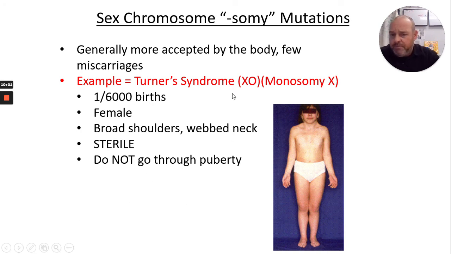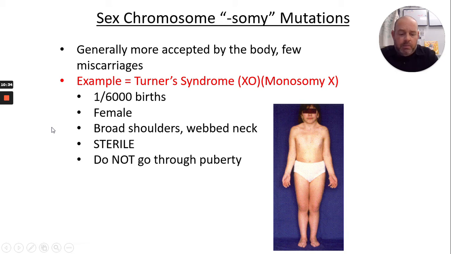So Turner syndrome, or what we call monosomy X, monosomy meaning one X. So this person has an X chromosome, but it doesn't have a second X, and it doesn't have a Y. It just has one X. And so this happens about 1 in every 6,000 births. The person is still considered female. You have broad shoulders, usually a webbed neck. You can see the webbing up here, okay, in the upper part of the neck. They are sterile. They are not able to produce children, and they do not go through puberty.